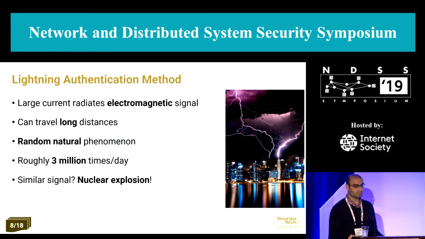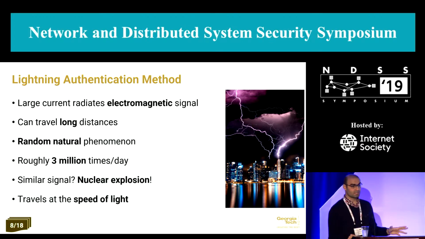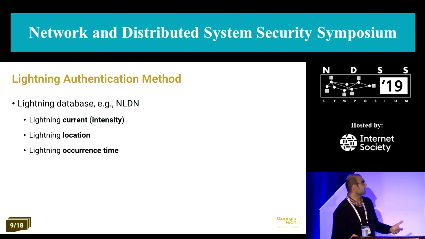And if the attacker wants to physically manipulate this, physically generate a signal similar to this, he can do that only with a nuclear explosion. And it travels at the speed of light, so it's very fast. We don't need to wait too much time to authenticate our signal. So let's go into the detail of this.